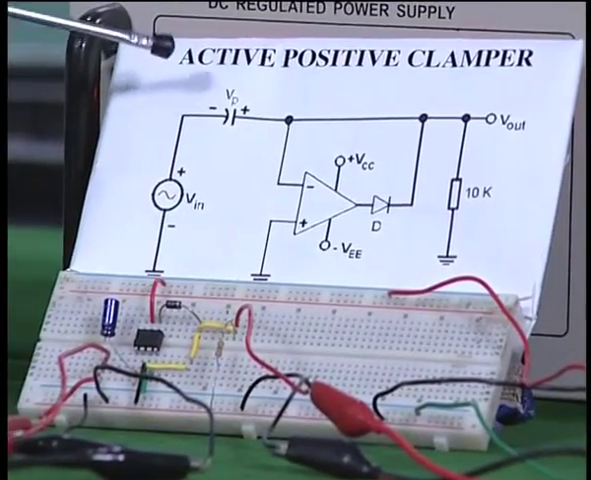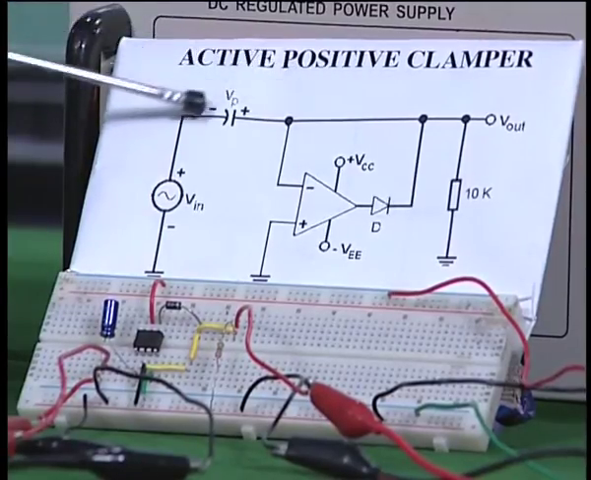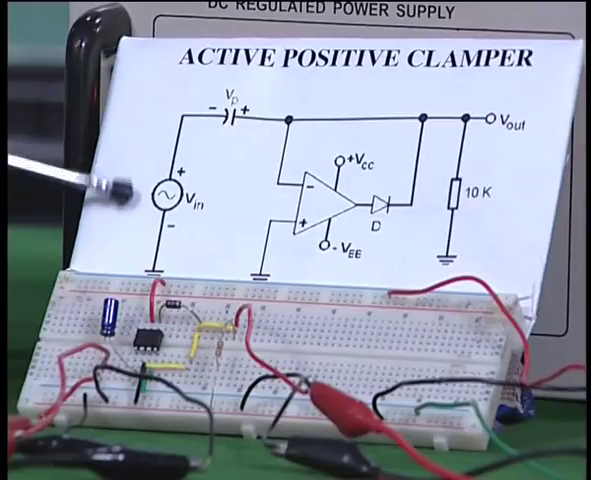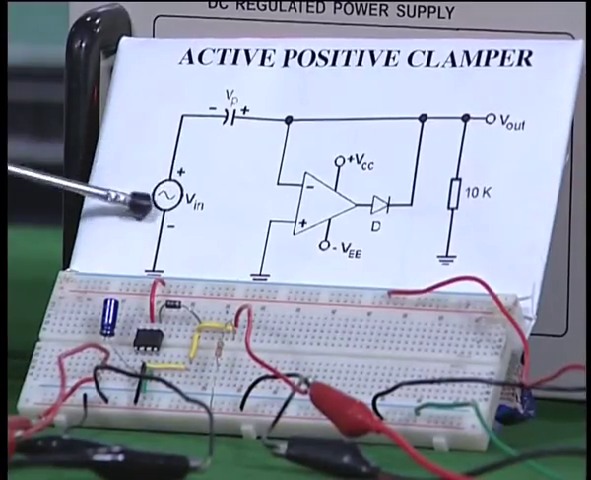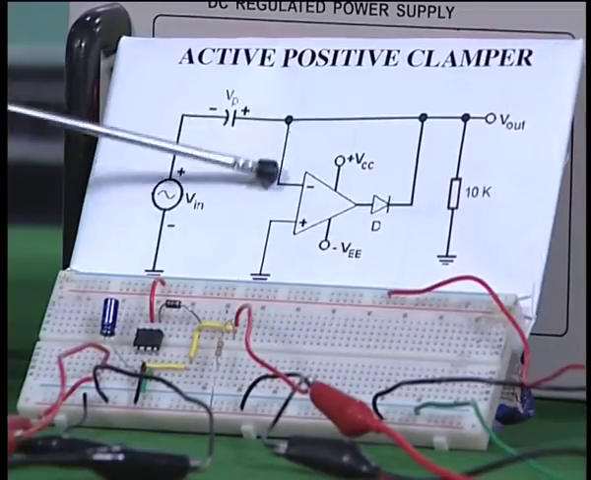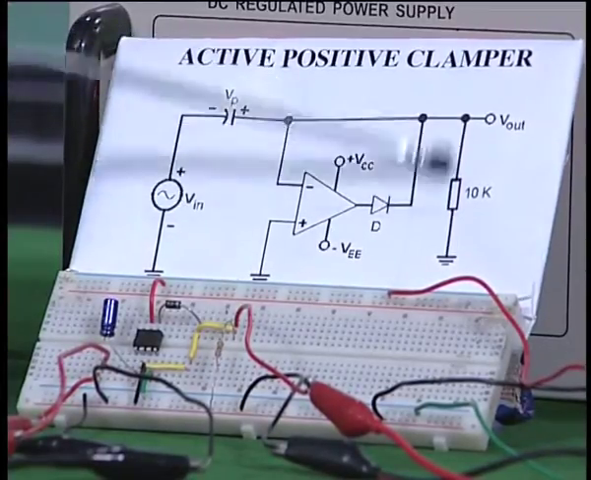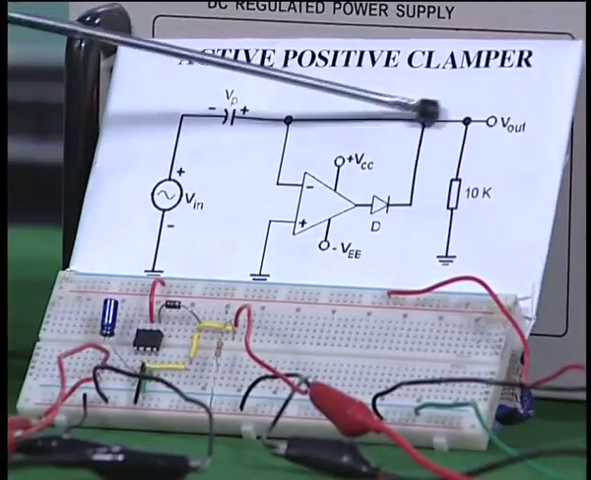So, this is the circuit of an active positive clamper, which I just discussed. You have the input sine wave from an oscillator, and you have a capacitor here, and then you have the ideal diode with the operational amplifier and the diode. This is the load resistor, and you take the output at this point.